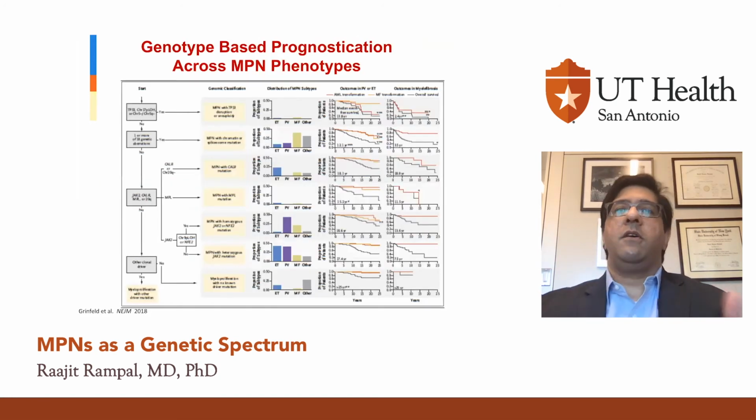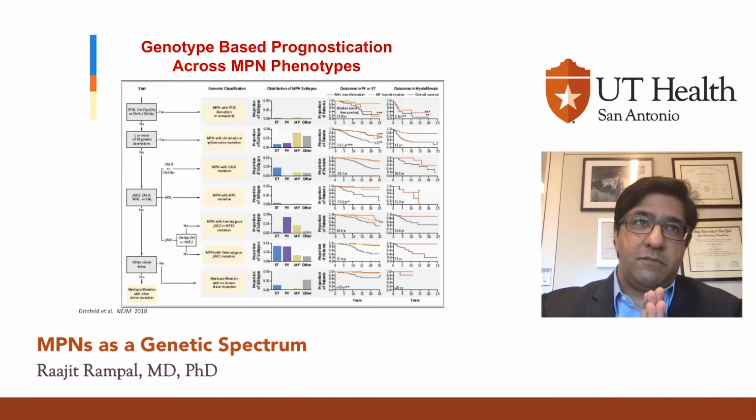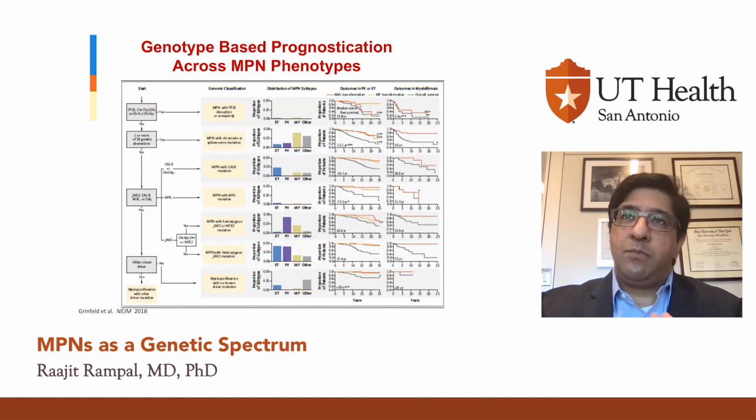So if we are to argue that the MPNs are a spectrum of diseases, then we should reasonably expect that one can take a genomic profile regardless of the patient's underlying phenotype, and categorize them in terms of their risk. And this was the outcome of the landmark paper by Grinfeld et al. in the New England Journal, in which patient outcomes were stratified essentially into 7 different groups based on the genotype.